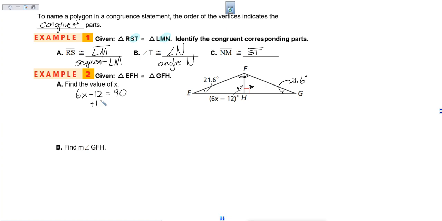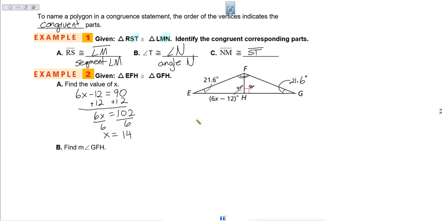We are going to add 12 to both sides. That gives us 6x equals 102. Then we're going to divide by 6. And x equals 14. And we're finished with that part because we were just looking for x.